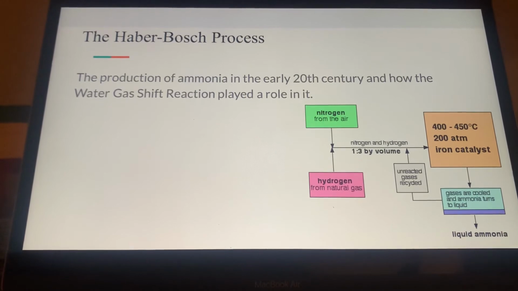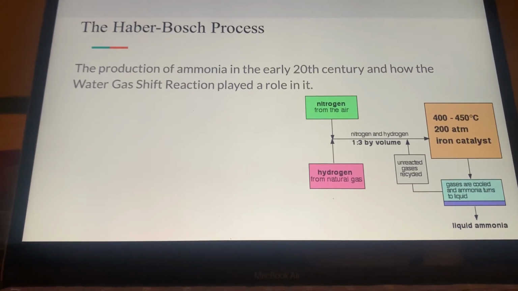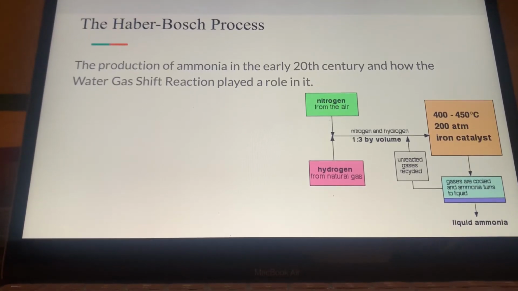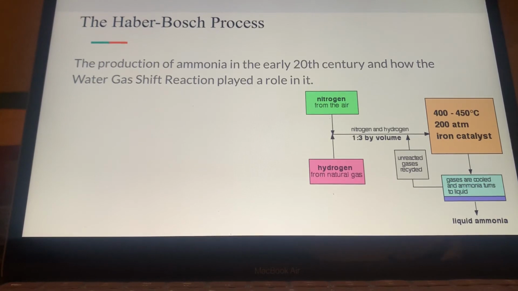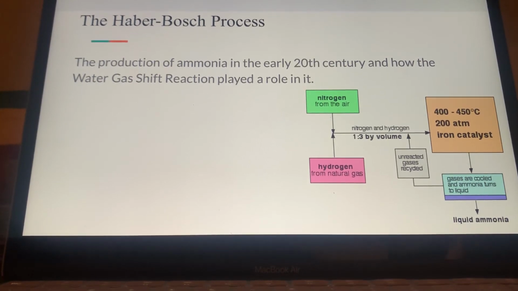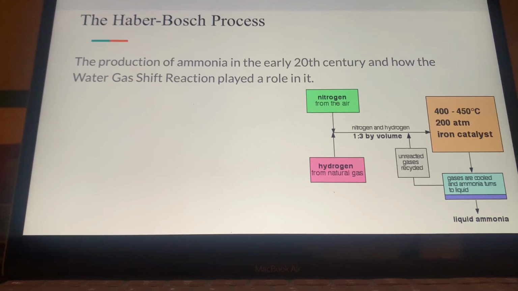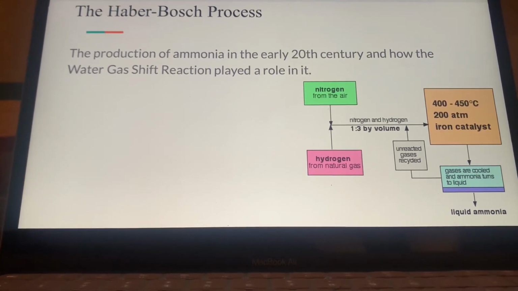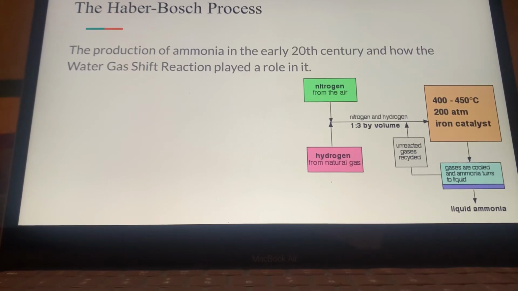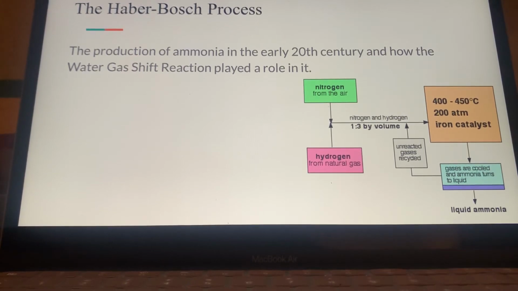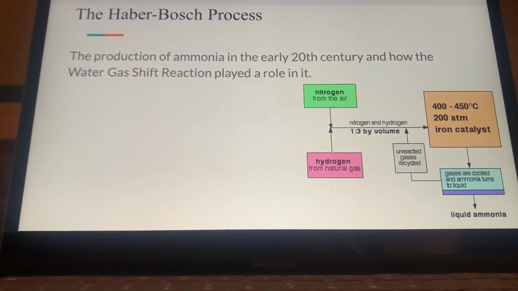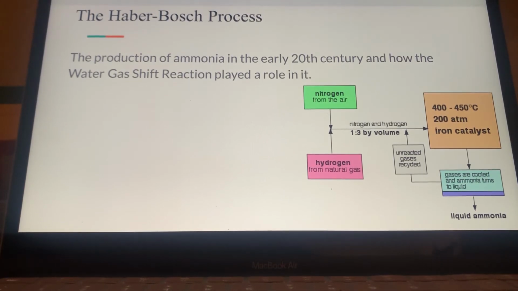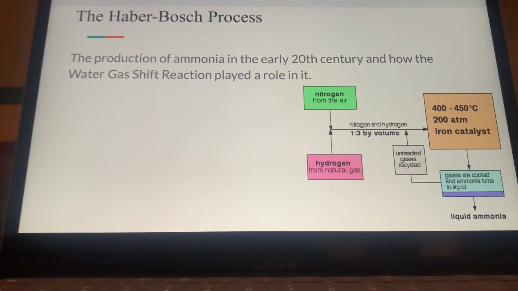So yeah, that was really big for the water gas shift reaction to be played in that process, because I feel like that was really important back then. Again, with the fertilizer, there's so much that can be done. Fertilizer, you're growing plants, it's like a chain reaction.